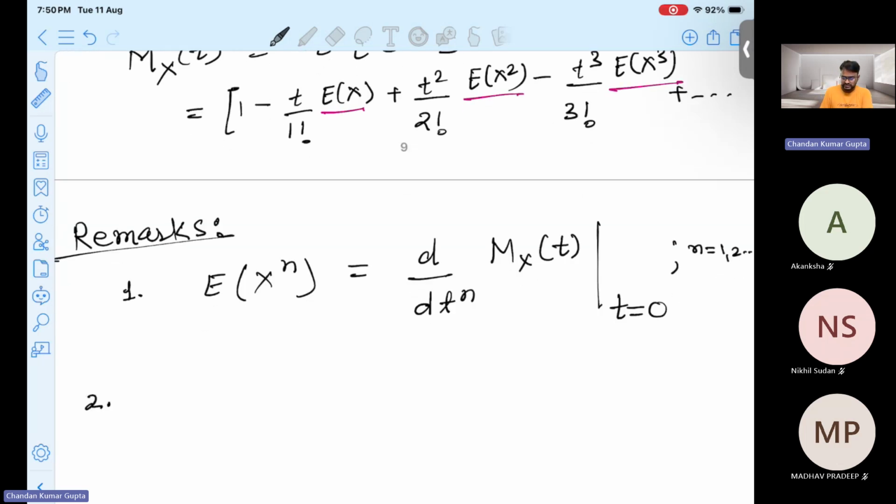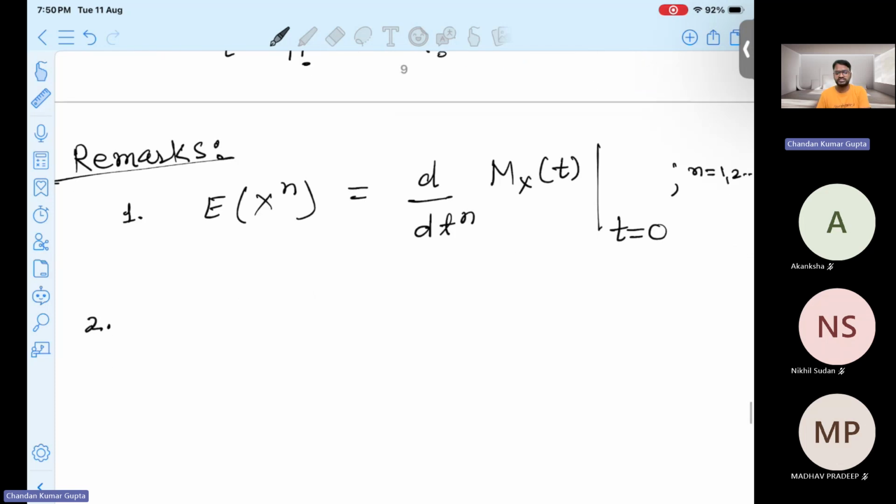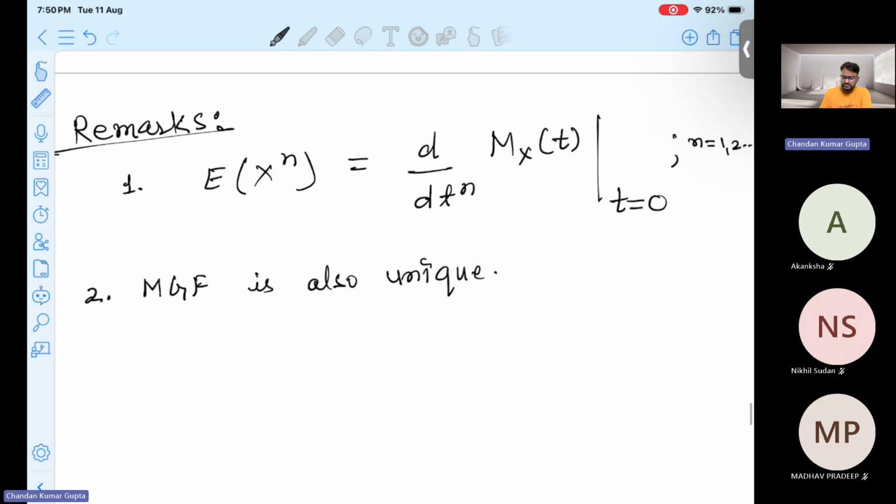Also, similar to the probability generating function, the MGF, moment generating function, is also unique. So the uniqueness theorem of MGF is also there. Suppose two variables have the same MGF, then those variables come from the same distribution.